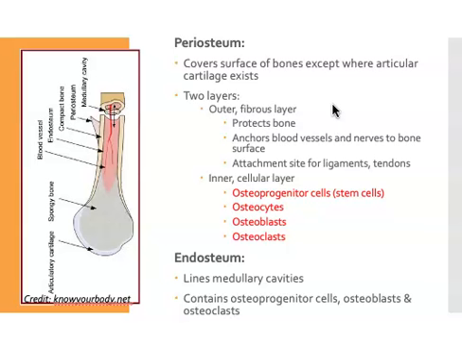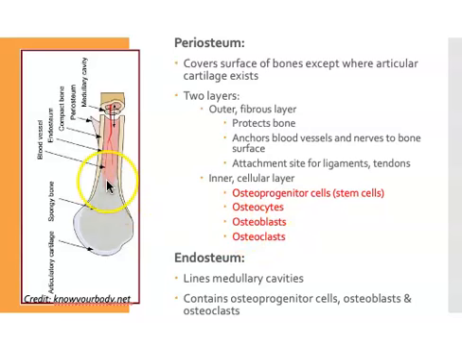The inner part of the periosteum is the cellular layer, and in that inner layer you will find all of the cells that you find in bone. You'll find what are called osteoprogenitor cells. Those are the stem cells of bone. Osteocytes, those are sort of the general bone cells. Osteoblasts, those are the cells that are able to make new bone. And osteoclasts, those are the cells that are able to remove bone.